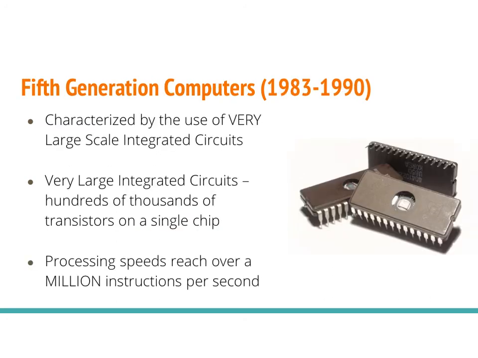Now, on our fifth generation of computers, which consisted of most of the 1980s, we were developing better integrated circuits. You'll see we're calling these very large integrated circuits. And we're now able to include hundreds of thousands of transistors on a single chip. And our processing speeds were continuing to improve, and we were at a point where we had over 1 million instructions per second running on a computer.